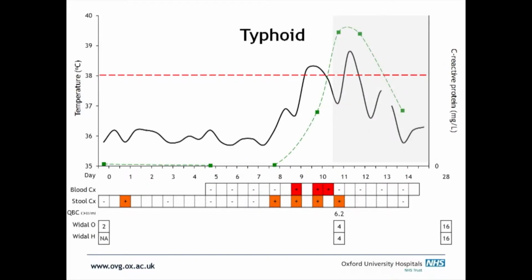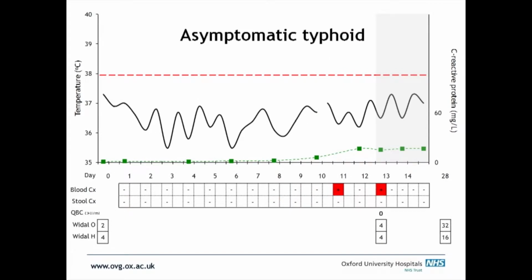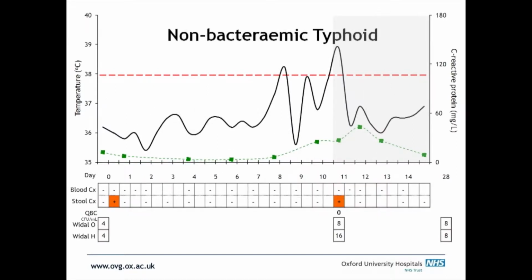And here's an individual who's developed typhoid. You can see a rise in fever and in the C-reactive protein. And this individual has positive blood cultures at the time of the fever, and they also start shedding in the stool, as you can see here with the orange squares. This is an individual who didn't develop fever, but did become bacteremic. And so this is someone who's developed typhoid, but is asymptomatic. And we've had some Oxford University students who've done their final exams whilst looking rather like this. They don't do any better by having typhoid.